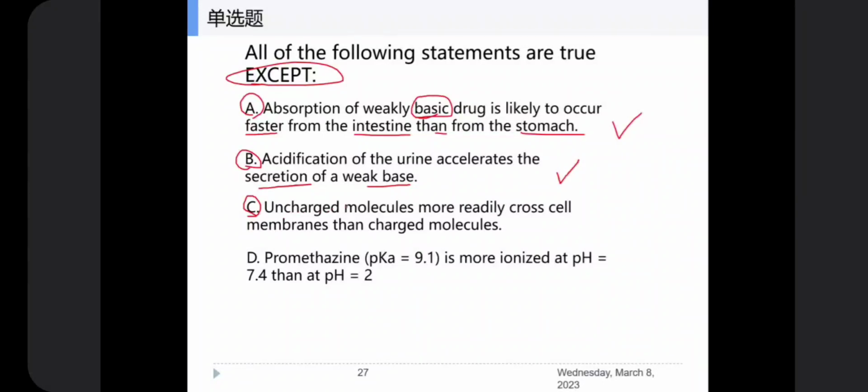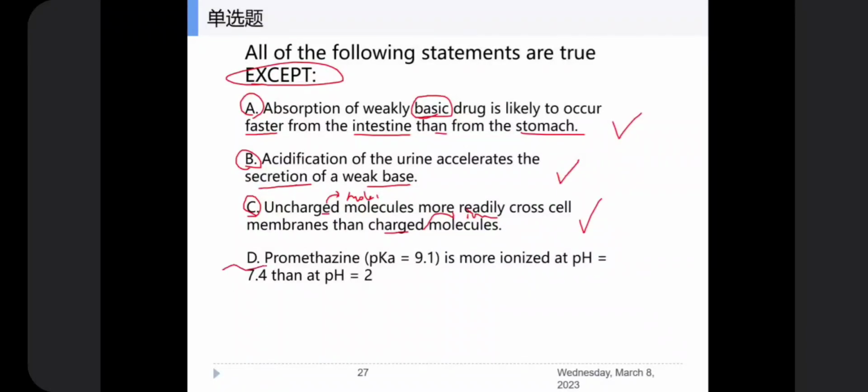C: uncharged molecules more readily cross the cell membrane than charged ones. Uncharged means what? It means the molecular form. And charged means the ionized form. So the unionized form can cross the membrane much more easily than the ionized form. That's right.